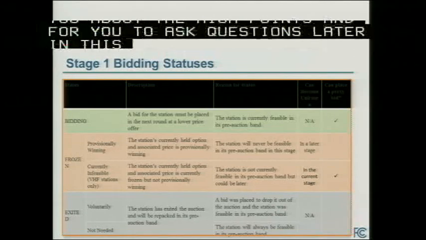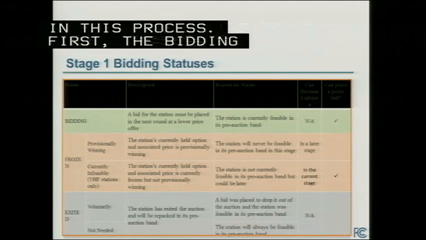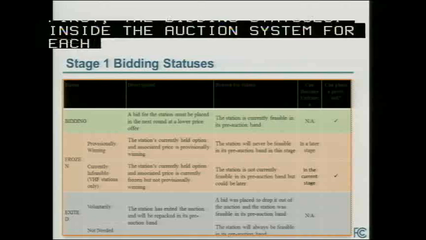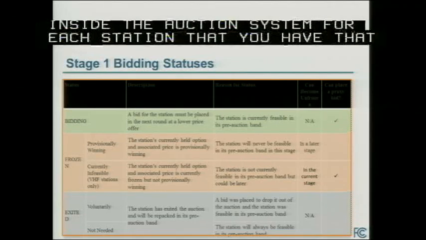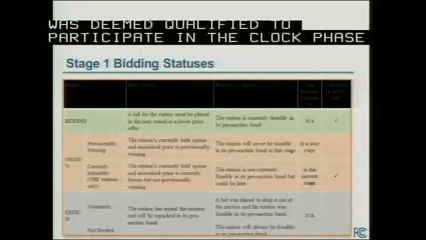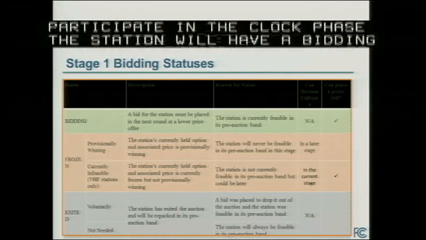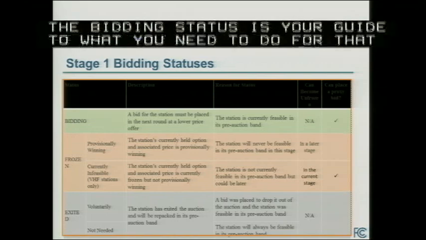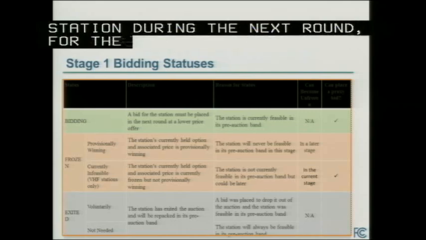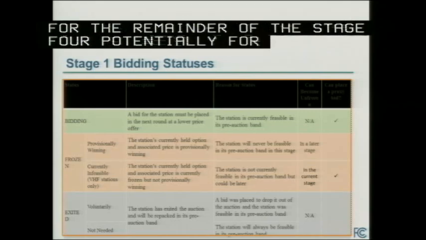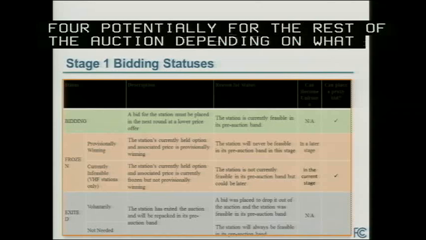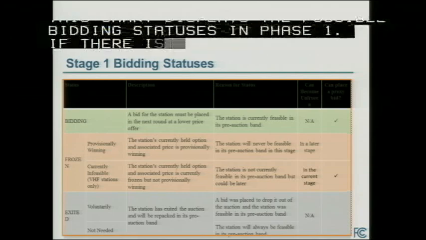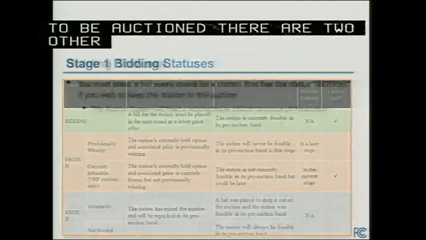First, the bidding statuses. Inside the auction system, for each station that you have that was deemed qualified to participate in the clock phase, the station will have a bidding status. The bidding status is your guide to what you need to do for that station during the next round, for the remainder of the stage, or potentially for the rest of the auction, depending on what the station's status is. This chart displays the possible bidding statuses in Stage 1. If there is a subsequent stage to the auction, there are 2 other statuses that you could see in the system, but we're not going to go over those right now.